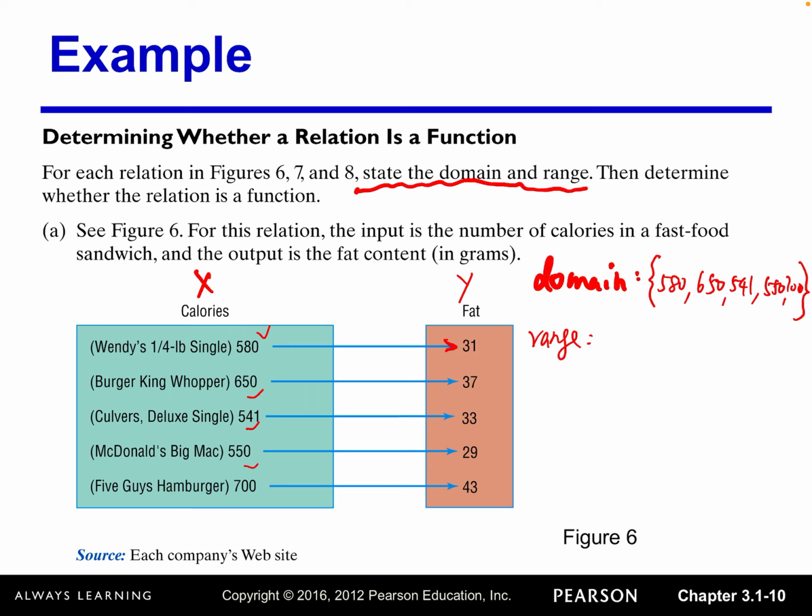And then the range also uses set notation: 31, all the elements in the y. 37, 33, 29, and the last one, 43. That's how to find the domain and the range. Put all the elements of x into a set notation, that's the domain, and then put all the elements of y in, that's the range.